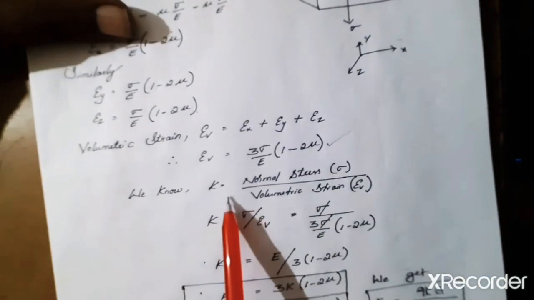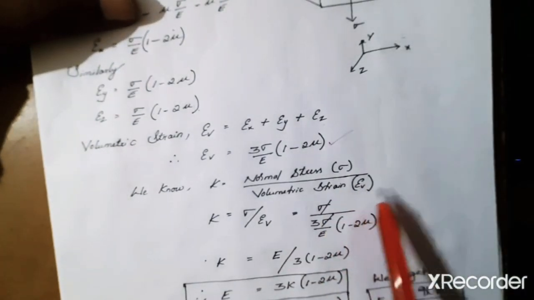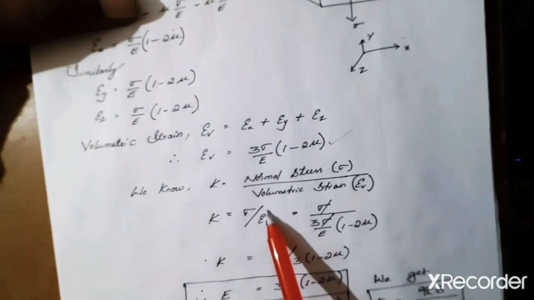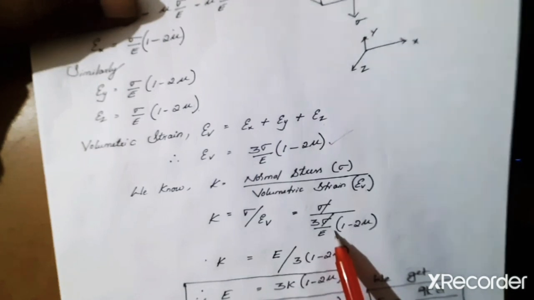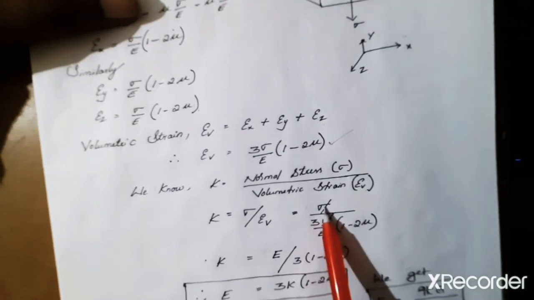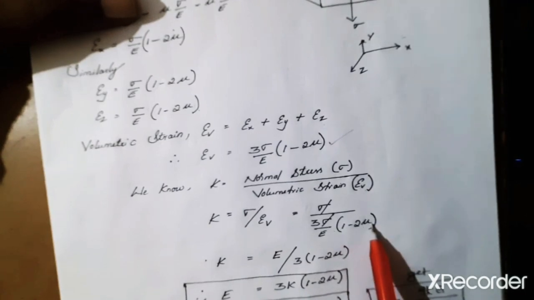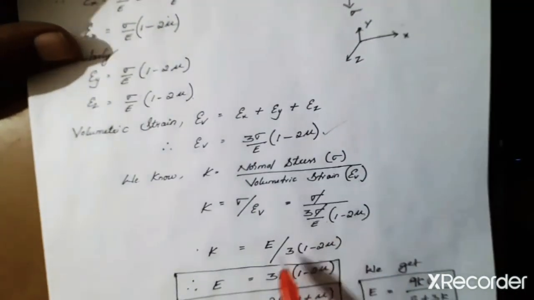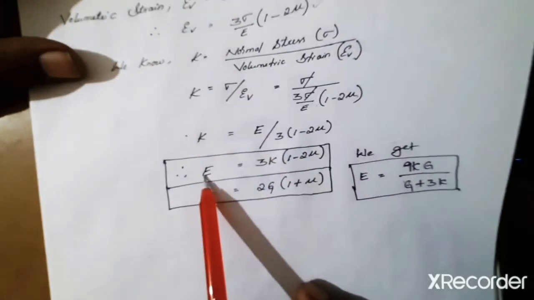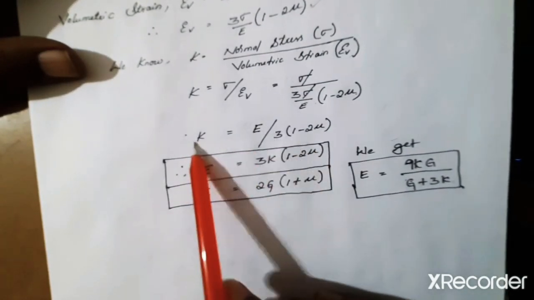Now we know that K, bulk modulus, is nothing but normal stress sigma divided by volumetric strain epsilon v. So sigma by epsilon v equals sigma divided by the value of epsilon v substituted in the denominator, and sigma gets cancelled. Now K equals E divided by 3 into 1 minus 2 mu. Sending this to the other side, E equals 3K into 1 minus 2 mu.